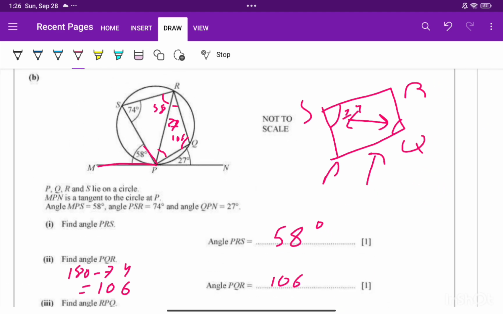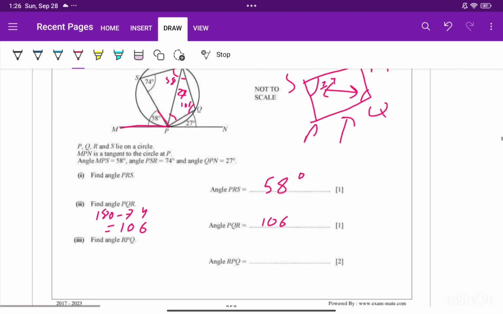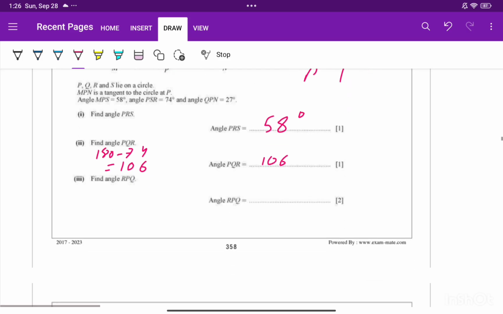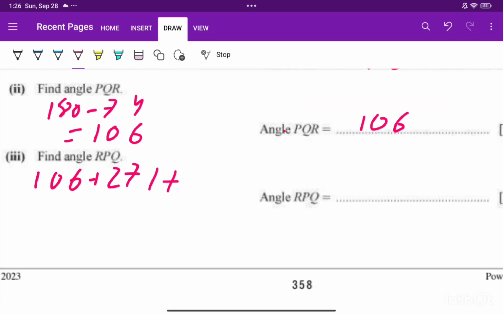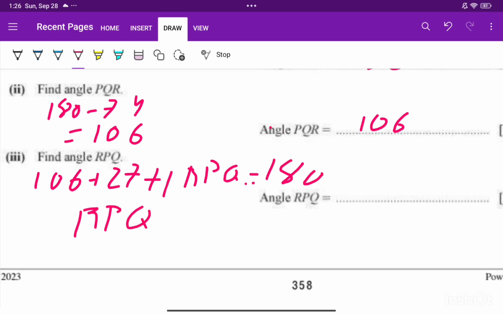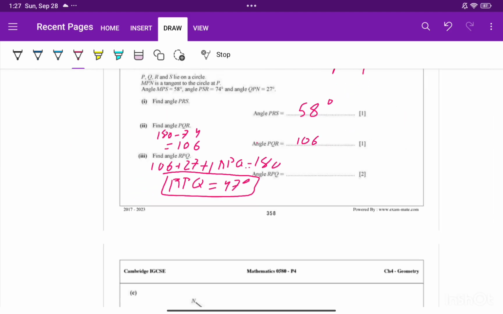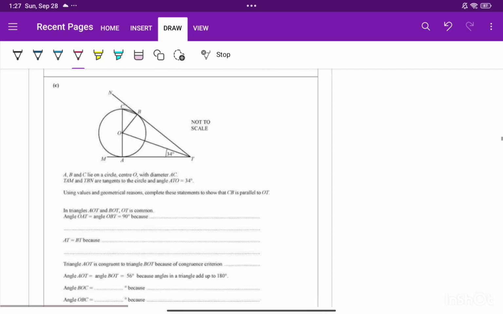106. Now this is easy, as we know angles in a triangle add up to 180. So 106 plus 27 plus angle RPQ is equal to 180. So RPQ will be equal to 47 degrees. Our answer. Let's move to part C.